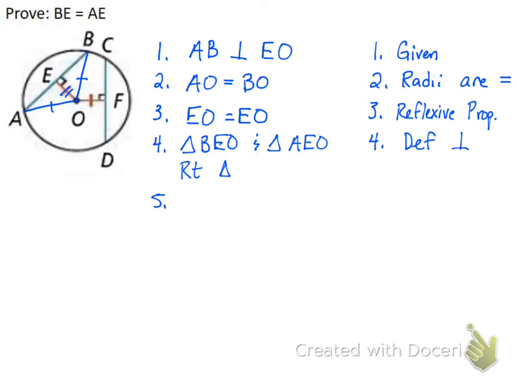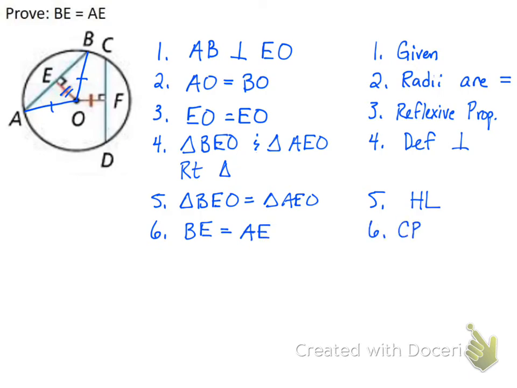So then I can say my triangles are equal, so triangle BEO is equal to triangle AEO by hypotenuse leg. And then last step is I want to prove that BE is equal to AE. So BE is equal to AE by CPCT. And that's it.